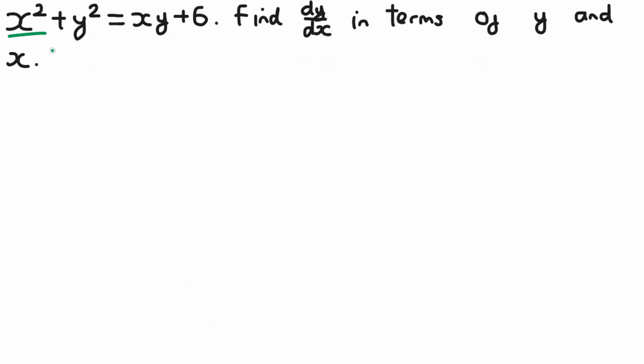If you differentiate x squared, it becomes 2x, and if you differentiate y squared, it becomes, I've already gone through this quite a few times in this video, so I'm not going to go through it completely, but use the chain rule and then you get 2y dy over dx.